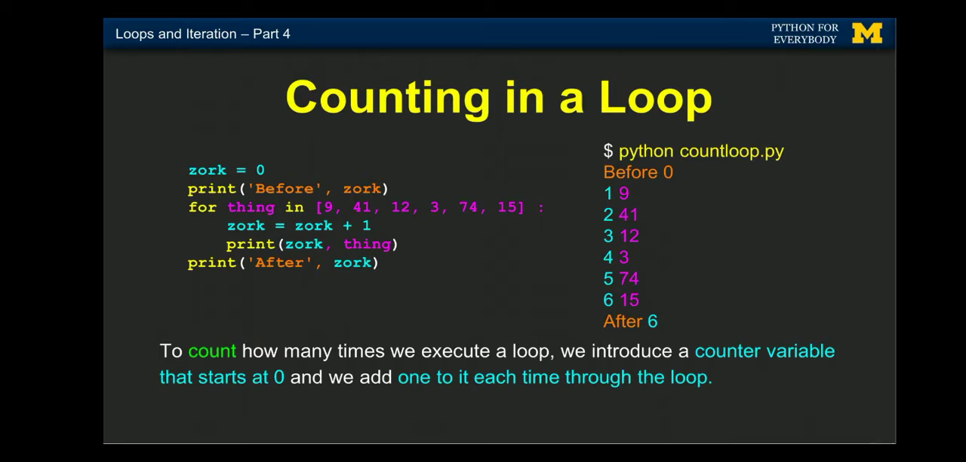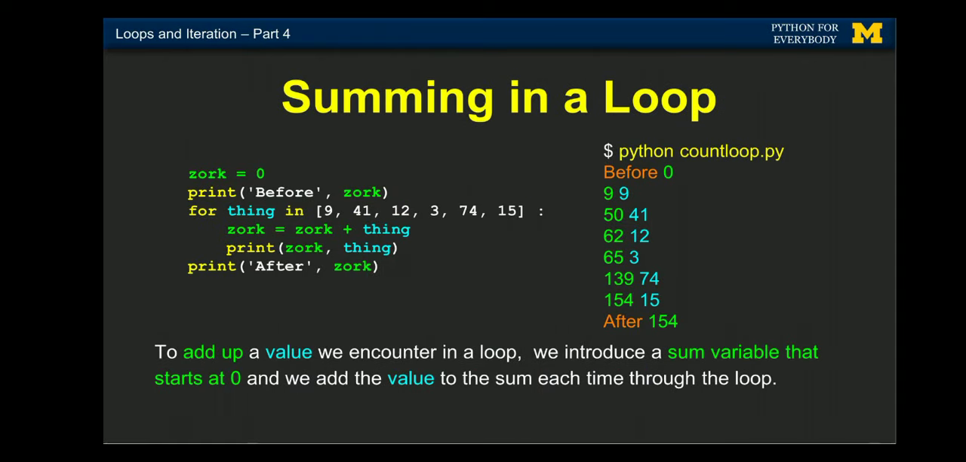To count how many times we execute a loop, we introduce a counter variable that starts at 0, and then we add 1 each time through the loop, as you can see in the example. To add up a value we encounter in a loop, we introduce a sum variable that starts at 0, and we add the value to the sum each time through the loop.